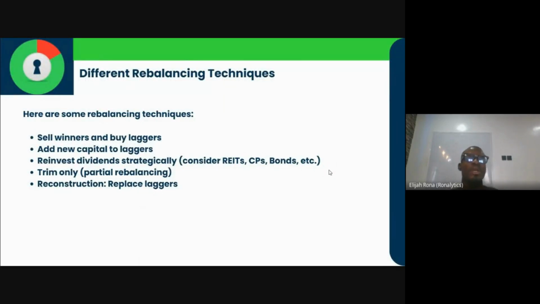You may also want to consider reconstruction. Reconstruction is similar to rebalancing, but it is whereby you are removing some of the original assets in the portfolio and changing them to something else. So maybe you want to change Access Bank to another bank, maybe GT Bank, Zenith Bank, etc.